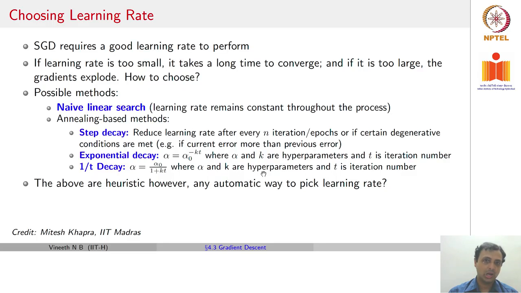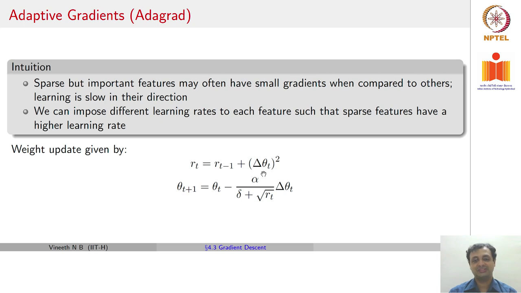Can we be more aware of what a neural network is doing and accordingly choose a learning rate, rather than have these global rules that we fix irrespective of what the network is doing? Is there a way to do this? Yes, there are a few methods which we're going to discuss now. One of the earliest methods in this context was known as adaptive gradient, or Adagrad.